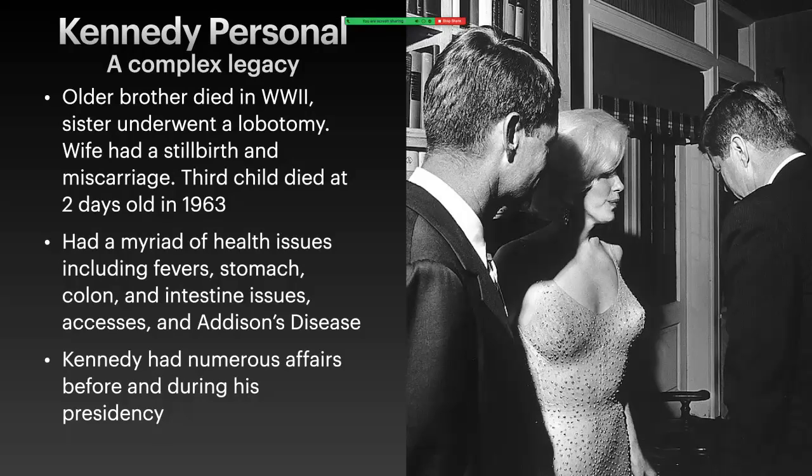Kennedy had a myriad of health issues. He had fevers, stomach issues, colon issues, intestine issues, abscesses, and later on it was discovered Addison's disease. So Kennedy was actually, despite the fact that he was seen as this very vibrant, healthy guy playing touch football, this whole 9 yards, he was sicker than a dog. They actually reinstalled the wheelchair ramps that FDR had in the White House because Kennedy was in a wheelchair for significant portions of time. I mean, he could get up and move, but it was very, very painful, horrible back issues. So he was very, very sick.